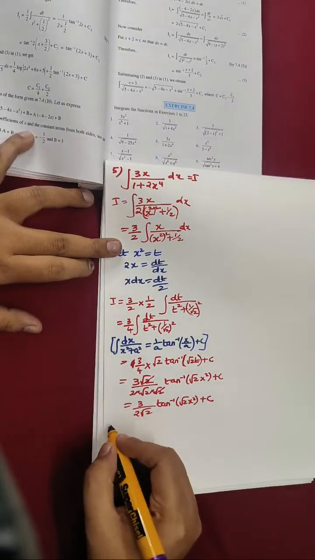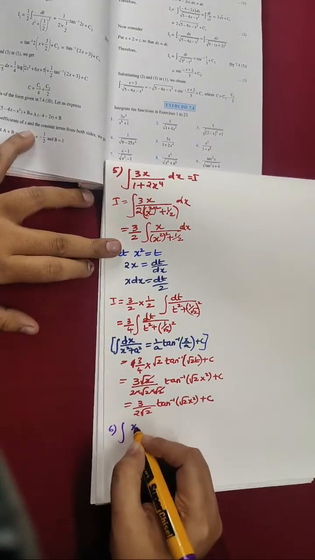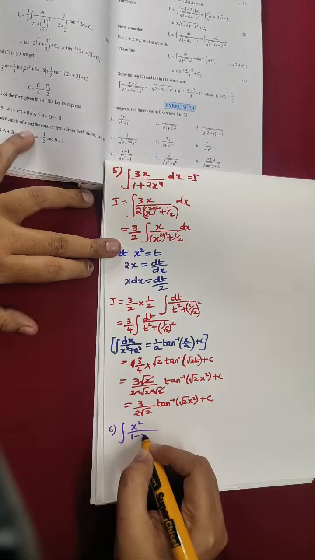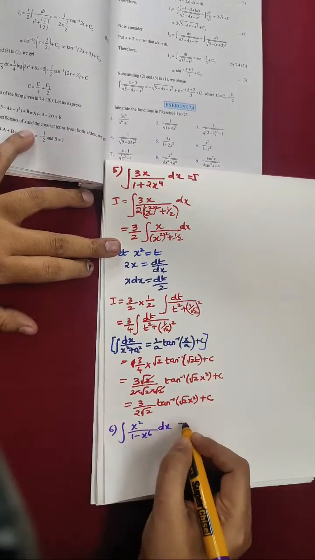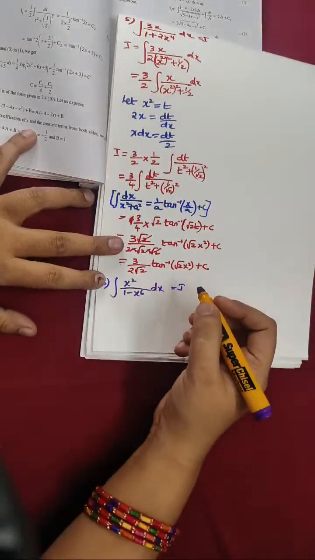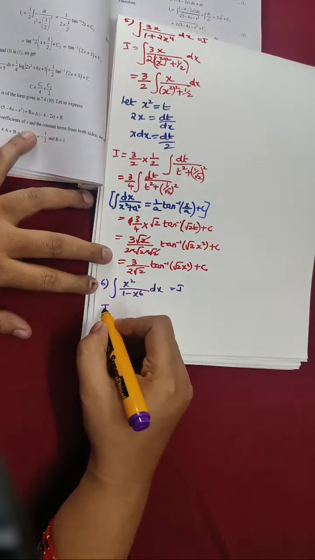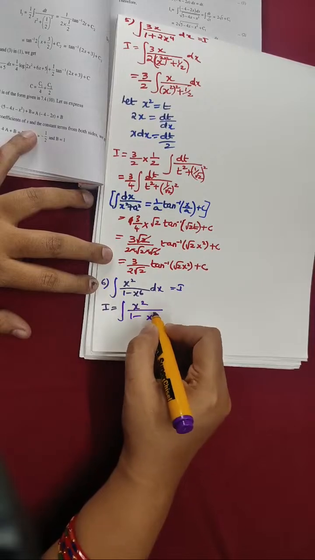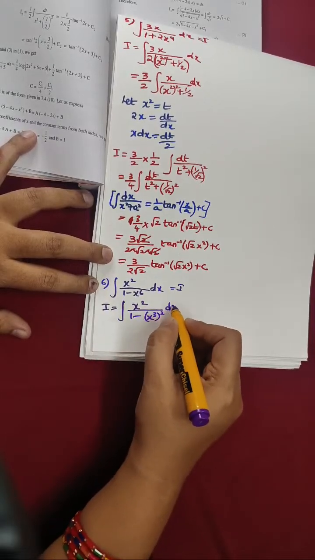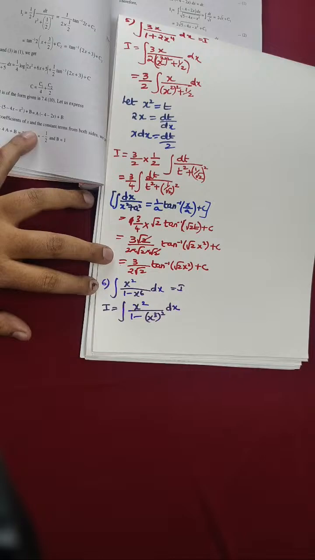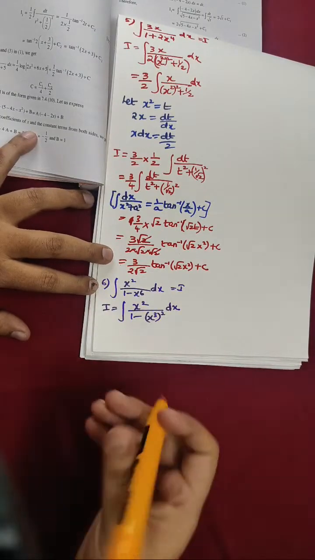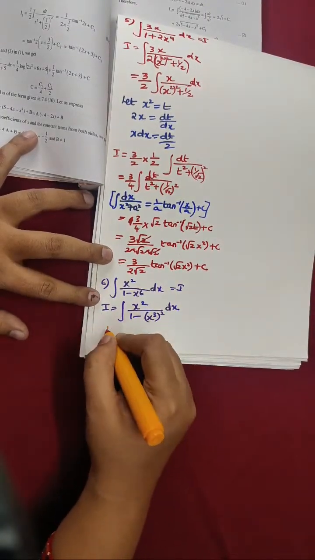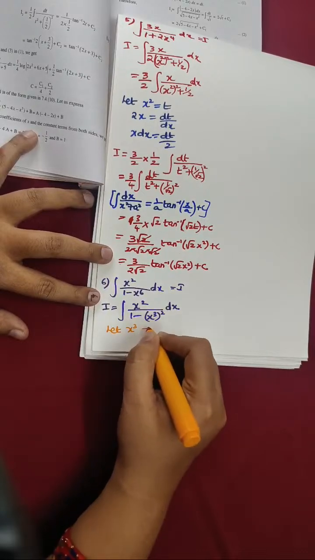Question number 6. Integral x square by 1 minus x power 6 dx. We'll rearrange it like the previous question. So I am rearranging x power 6 as x cube the whole square. Now take x cube as t. So let x cube equal to t.